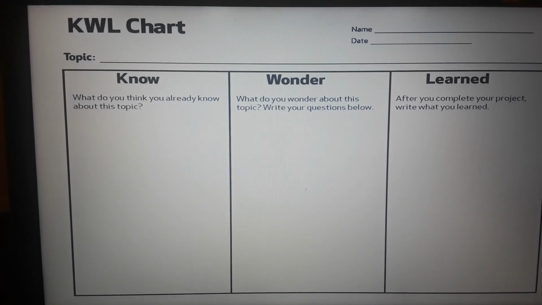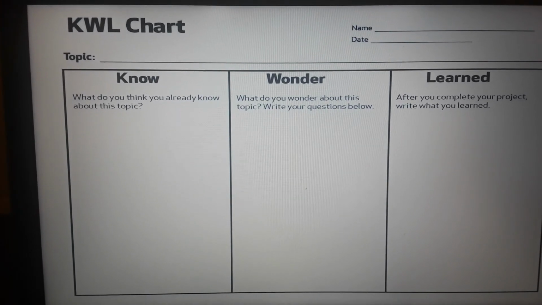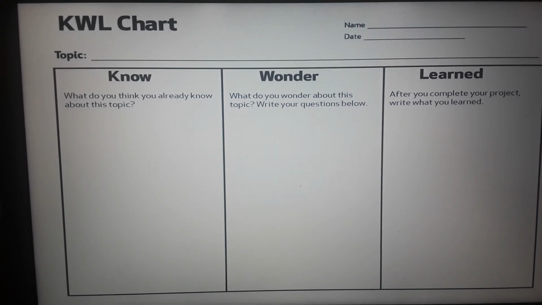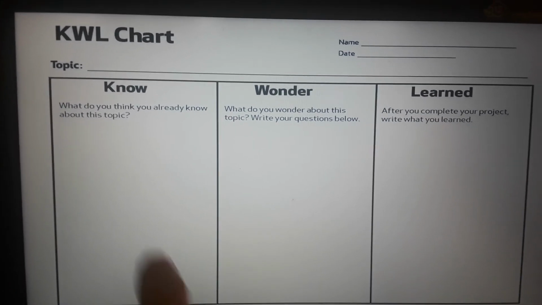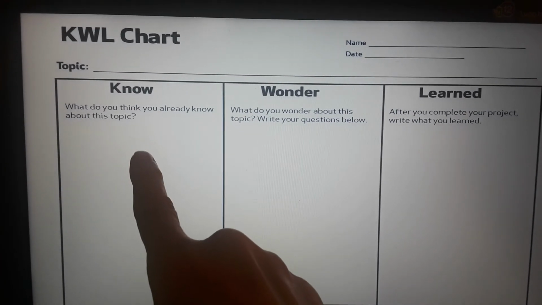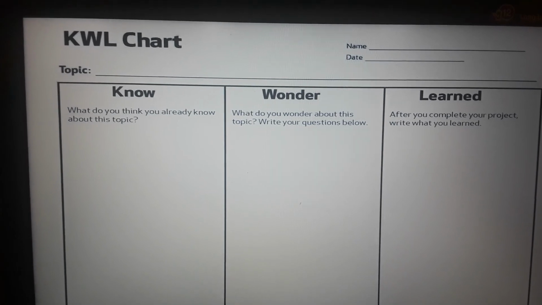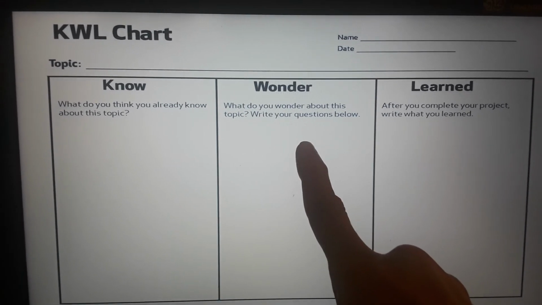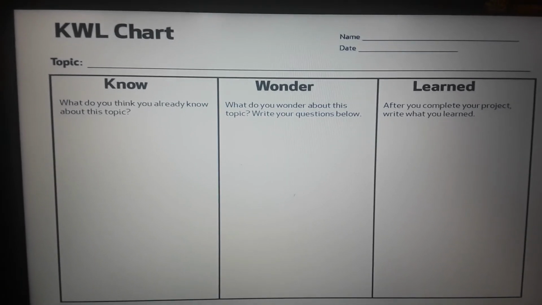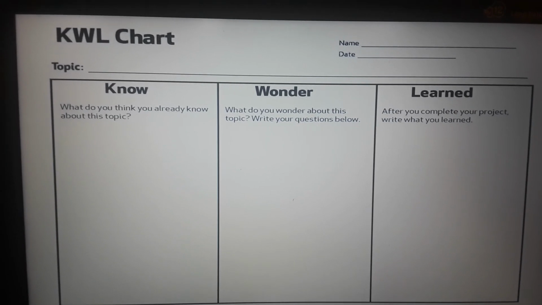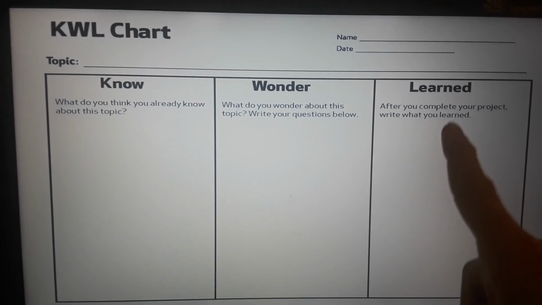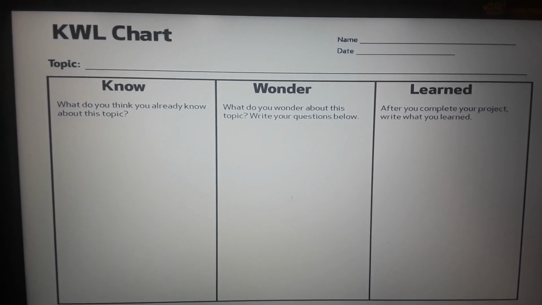Here is a KWL chart that I will pass out. This one has the columns done for you. What I know, what I want to know. Another word might be, what do I wonder about this? And then after we do our reading, what I learned.